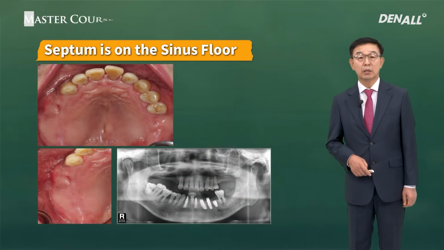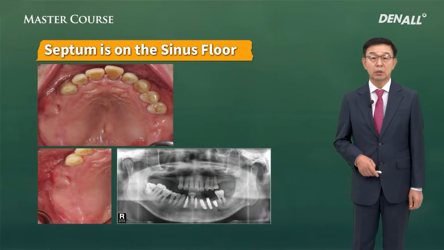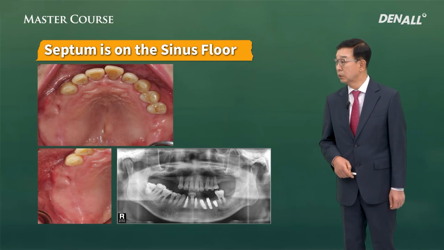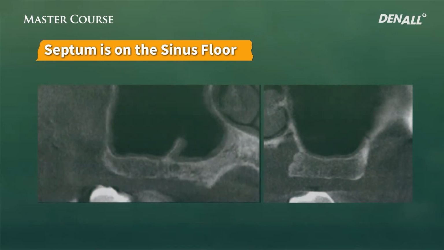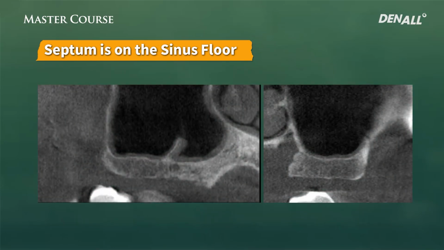This is male patient in early 50s. In the upper right posterior area, implant will be placed. If you look at the X-ray, the alveolar bone amount remaining is 4 to 5 millimeter and crestal approach seems appropriate for treatment. You can see septum in the middle.